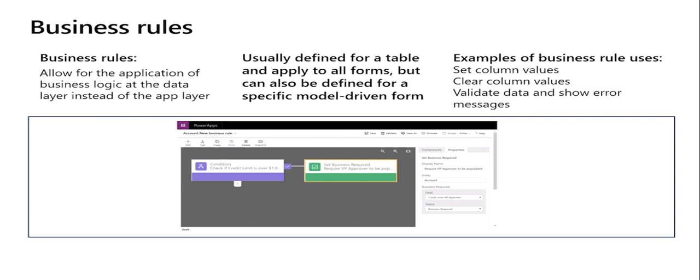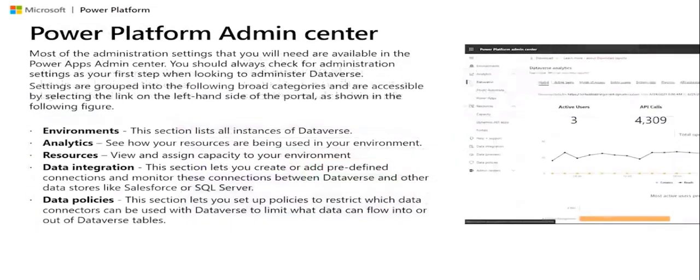We have some examples here of some business rules. We have set column values, clear column values, and validate data and show error messages. So you set a trigger and a series of actions. It's almost like building a workflow, and then this information will happen in real time in front of your users without them having to manually save their record. And that brings me to the last topic of Module 2, which is all about the Power Platform Admin Center.